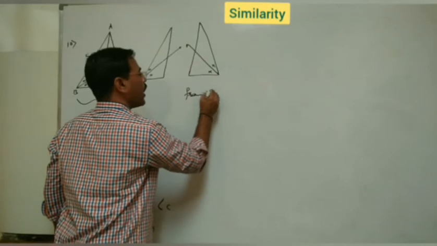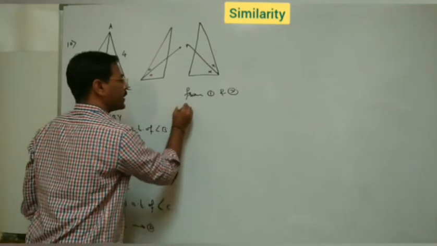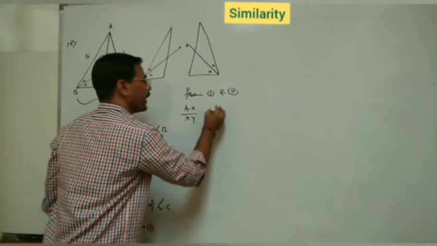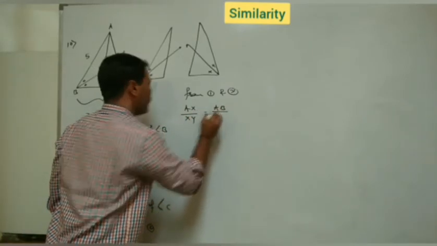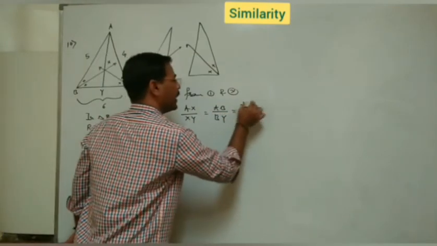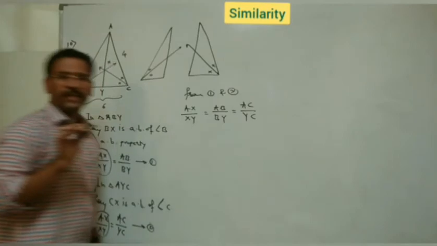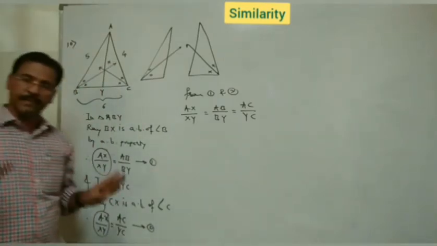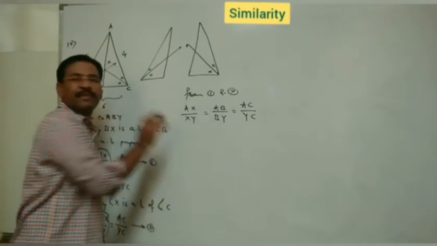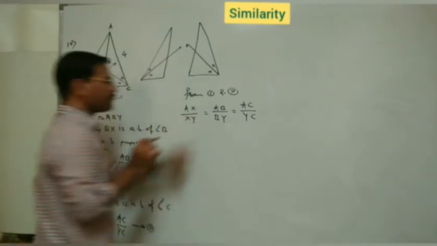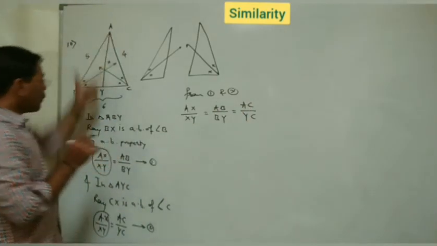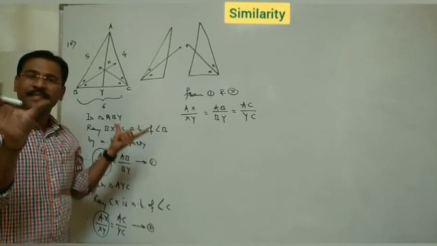From 1 and 2, I'll write AX upon XY is equal to AB upon BY, and also AC upon YC. All three ratios are the same. We are going to find AX upon XY, so we keep this one as it is. If you observe AB, BY, AC, YC: AB is given, AC is given, but we know the full BC.